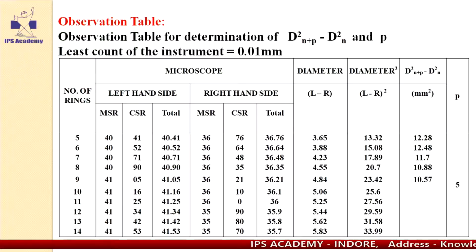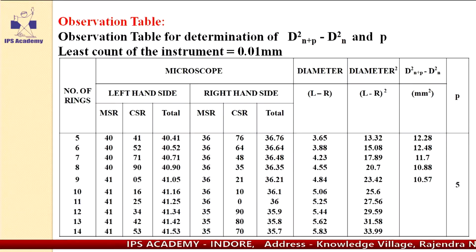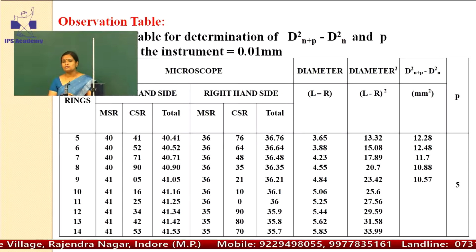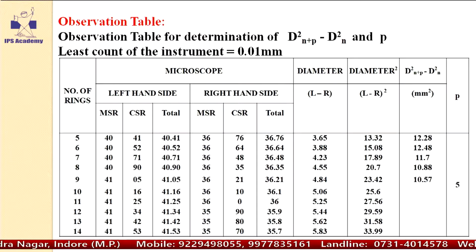Next one, n will change now, p will remain the same. n is 6, so 6 plus 5 is 11. So, the diameter of the 11th ring squared minus the diameter of the 6th ring squared will give you 12.48. In the next case, n is again changed, that is 7. 7 plus 5, the next reading, that is D12. D12 minus D7 will give you 11.7. In this way, we have taken the 5 values of D square n plus p minus Dn square, and the average of all these readings is 11.58 millimeter square.